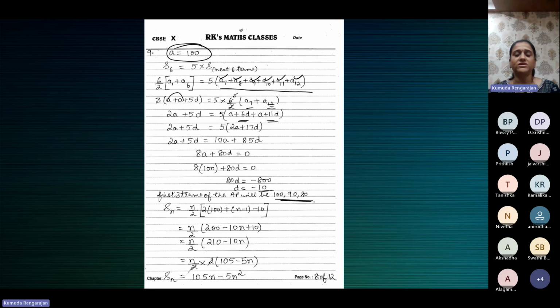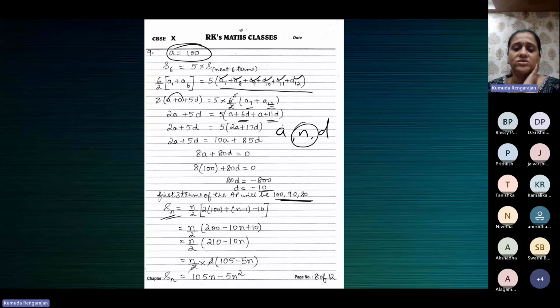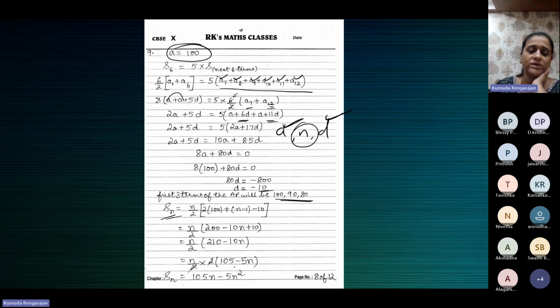So these are the first 3 terms of the AP. And how do you find Sn? In the formula, n will be n. You should substitute for A and D. In the formula, you have A, n, and D. n will remain n. You should substitute for A and D. A is 100 and D we have found, minus 10. So when you work that, you will get Sn.